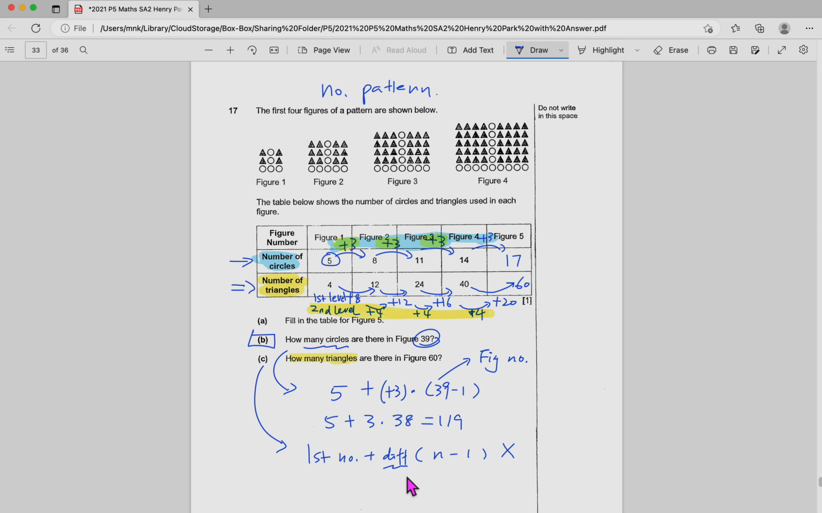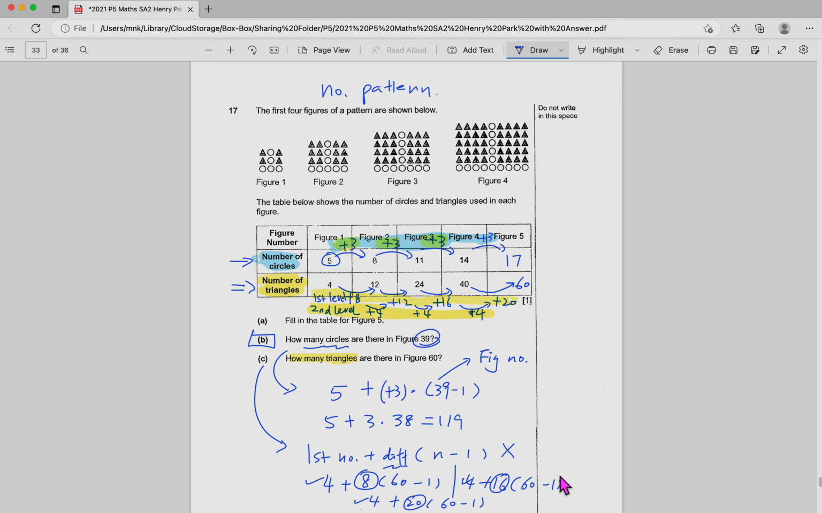You cannot use this formula because your difference is not the same throughout for the first level. The difference is +8, +12, +16, +20. So you are not sure which difference to put in. You cannot tell me the first number is 4, the difference is 8, and then figure 60. Another student will say, I thought the difference can be plus 16. Then another student says, I also see the difference is plus 20. Do you see the problem here? Three different students, three different answers, because they take different differences.